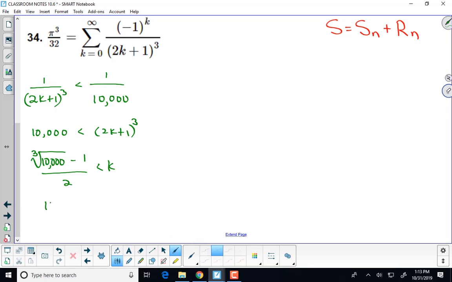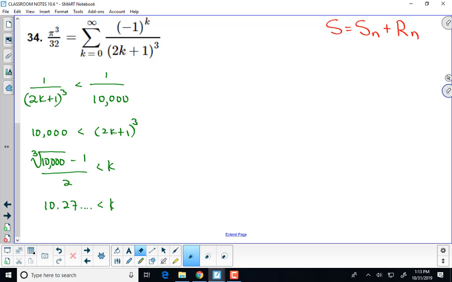So 10.27, blah, blah, blah. We need k to be bigger than that, and k is an integer. If k is an integer, then the first k value that will work is k equals 11. So when we get to k equals 11, that will be our error bound on everything added up in front of it.